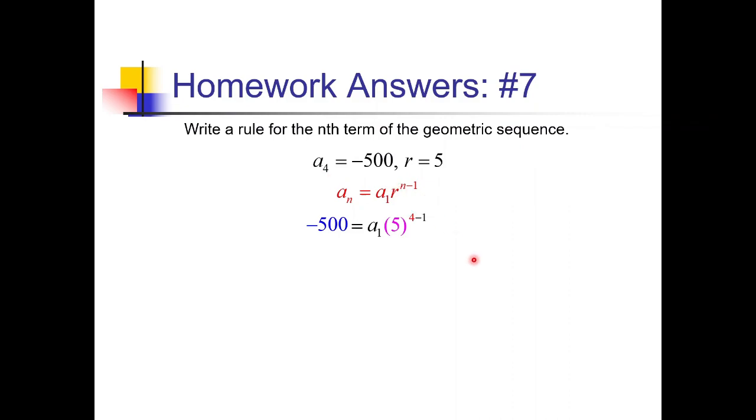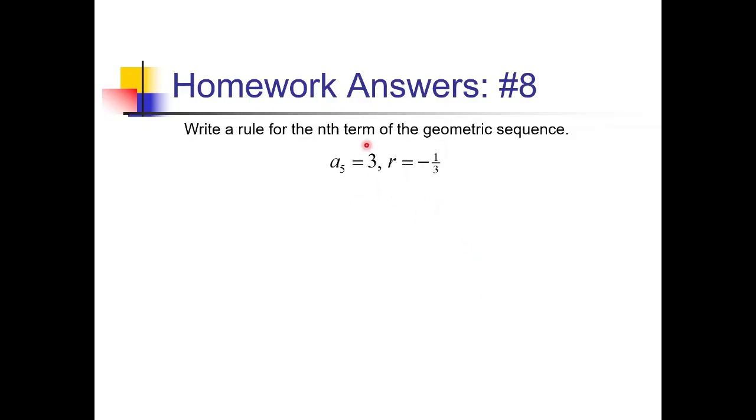So 4 minus 1. 4 minus 1 is 3. 5 to the third is 125. So we have 125 A1. And then dividing by 125, I believe that's going to be negative 4. And now I can plug that in with the A1, or with the R rather, that they gave me in the beginning. So this is going to be negative 4 times 5 to the n minus 1.